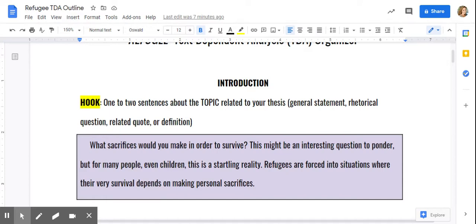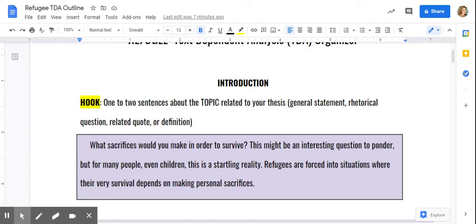So I'm speaking generally. I'm not talking about the characters yet. I'm getting there. But it's just a very general discussion about the topic that's going to bring your reader into the specifics of the book. So I just talked about refugees in general, and you should too.